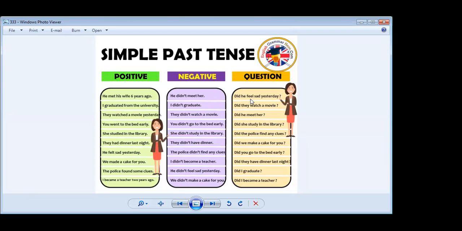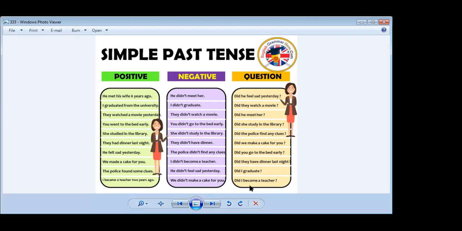Okay, student? So look, did he feel sad yesterday? We use feel, not felt. Did they watch? Also infinitive. Did he meet? Infinitive. Did she study? Infinitive. Did the police find? Infinitive. Did we make? Infinitive. Did you go? Infinitive. Did they have? Infinitive. Did I graduate? Infinitive. And did I become? Infinitive. Okay?